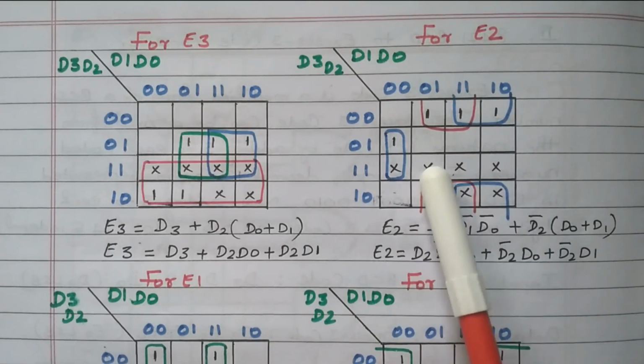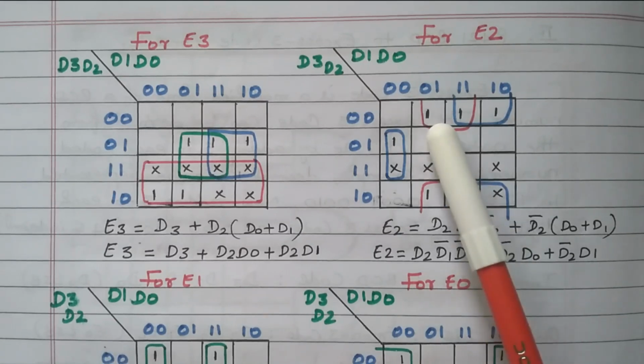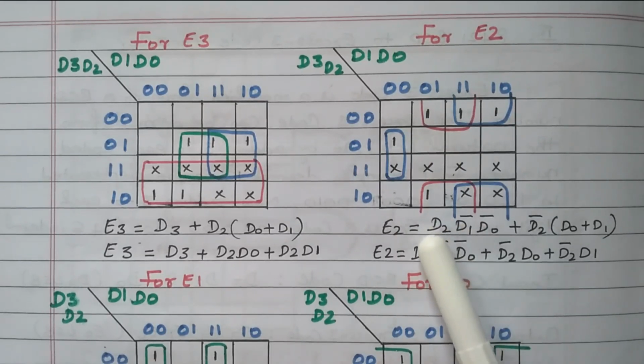10, 11, 12, 13, 14, 15. So the other 5 ones are available, we discussed in the truth table. So 1, 2, 3, 4, 5. These 5 ones are marked together. Now we'll go for the grouping, right?